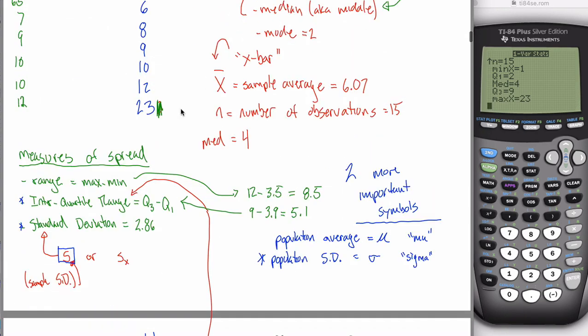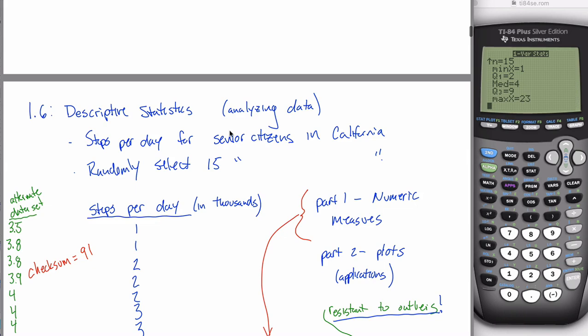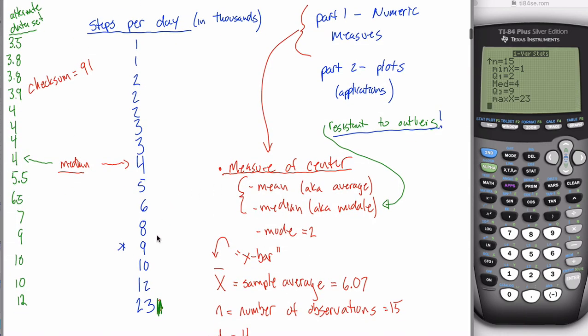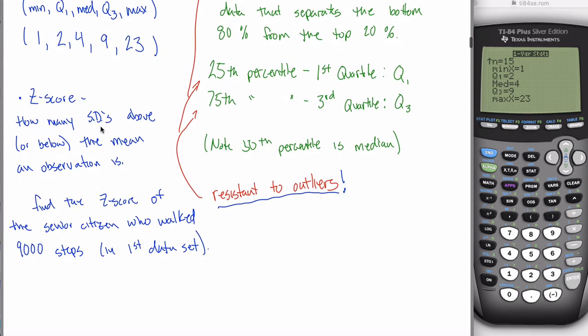So what I'm saying is, if you go up to this first data set right here, one of our observations was 9. One of our observations was a senior citizen who walked 9,000 steps. You might be interested in some reason, which really doesn't make sense now, but will make sense later in the class, what the z-score is of this observation. And well, if you want to figure out the z-score, the z-score is how many standard deviations above or below the mean the observation is.